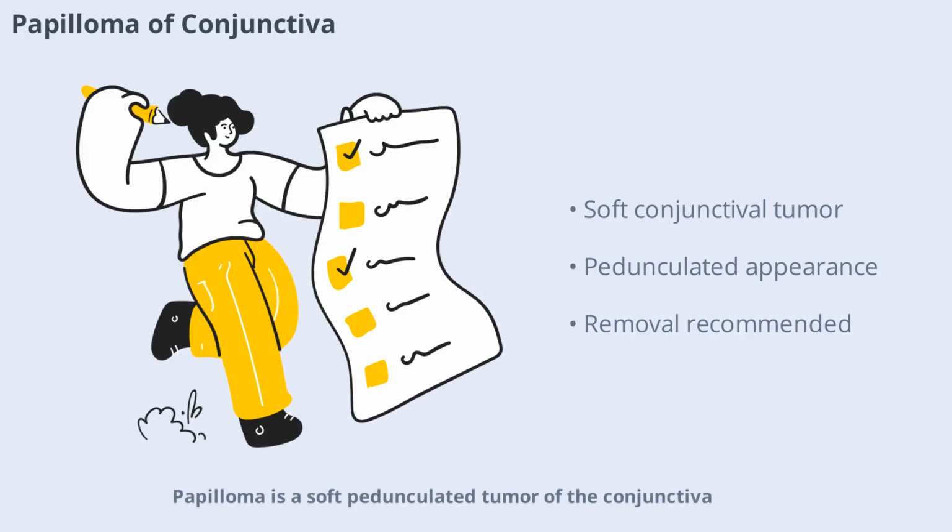Papilloma is a soft, pedunculated tumor of the conjunctiva, often resembling a raspberry or delicate finger-like frond. It may appear at the limbus, inner canthus, or in the fornices. Removal is advised as papillomas have the potential to become malignant if left untreated.